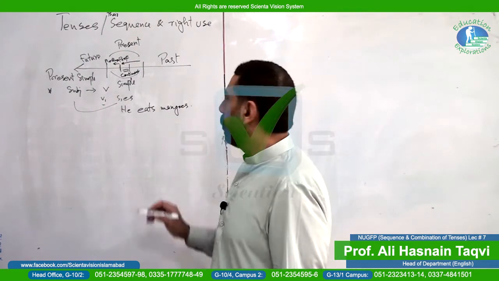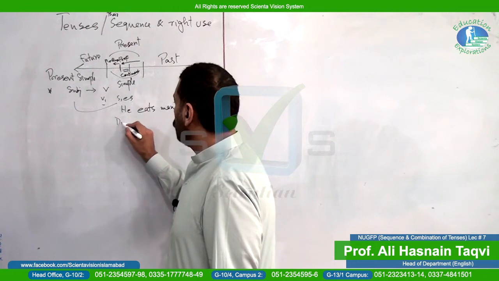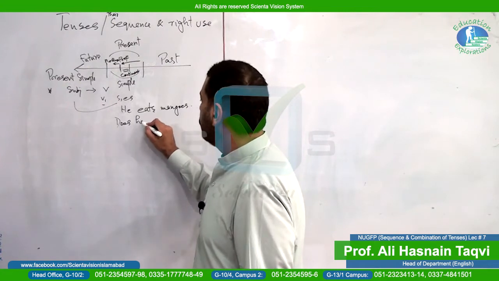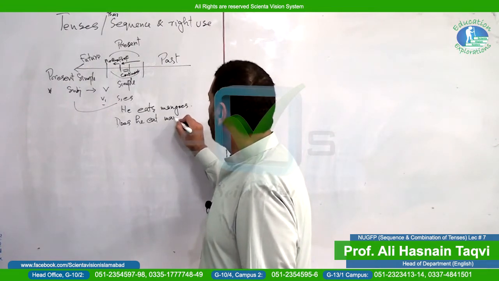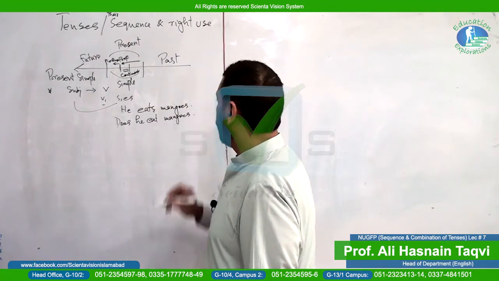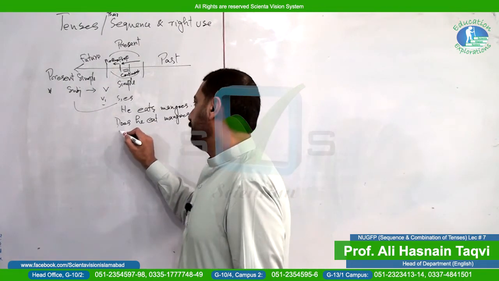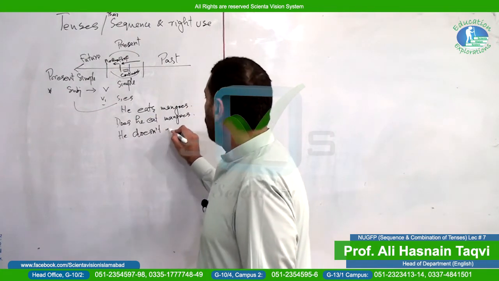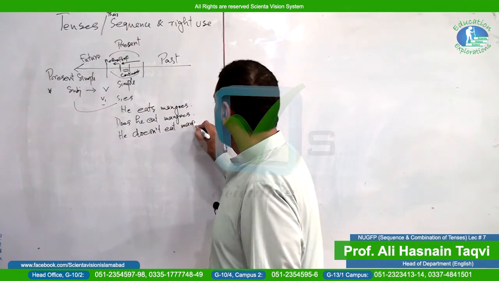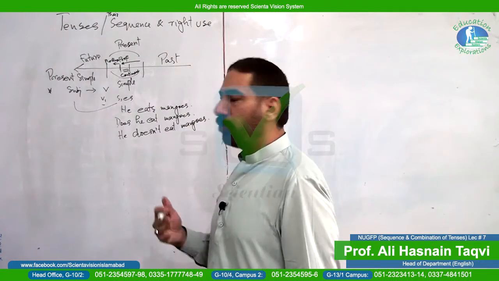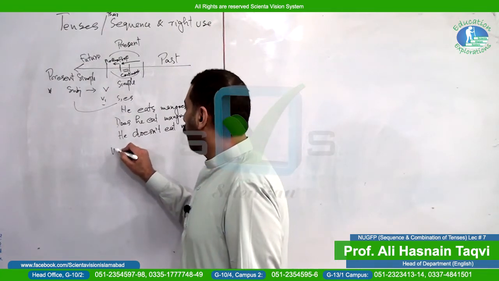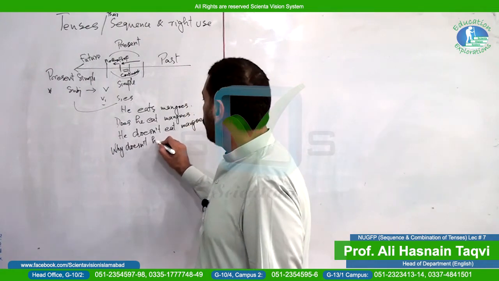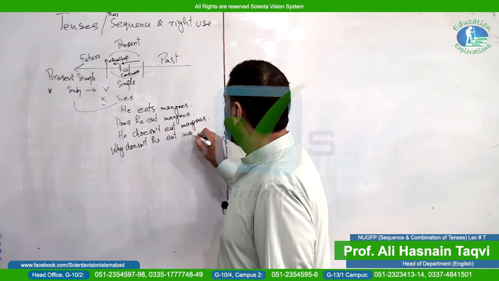To make it interrogative, we use do or does. In this case, since the subject is singular, we say, does he eat mangoes? Now, for a negative statement, we would say, he doesn't eat mangoes. There are double interrogatives, like we may say, why doesn't he eat mangoes?